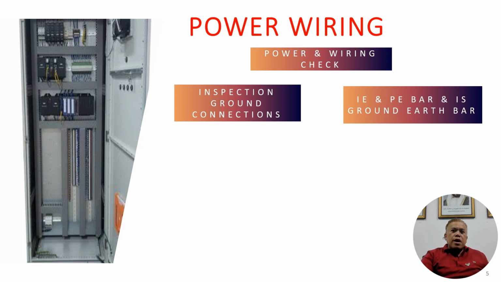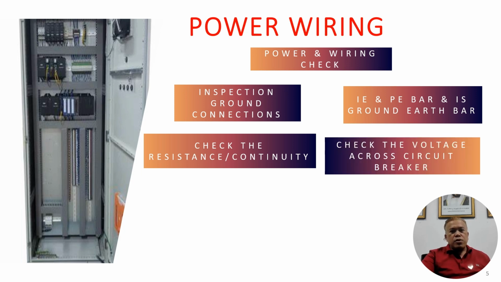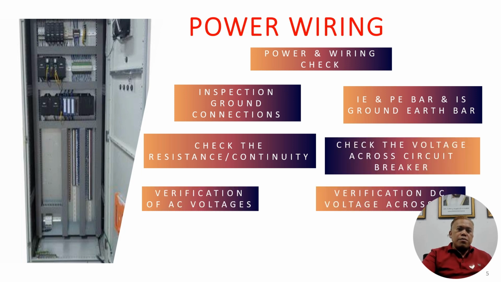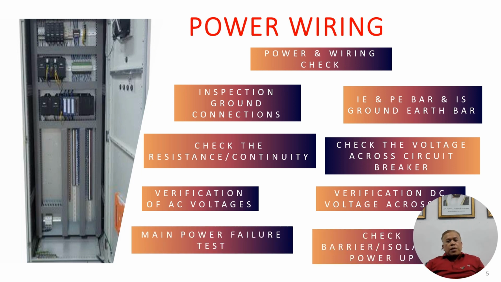So proceed. IE and PE bar, IS ground earth bar, you need to check. Check the resistance, continuity, voltage, and verification of all AC and DC voltages, and mains failure test. So check the barrier installations when you do power up. This is how we do the power up testing of our cabinet.